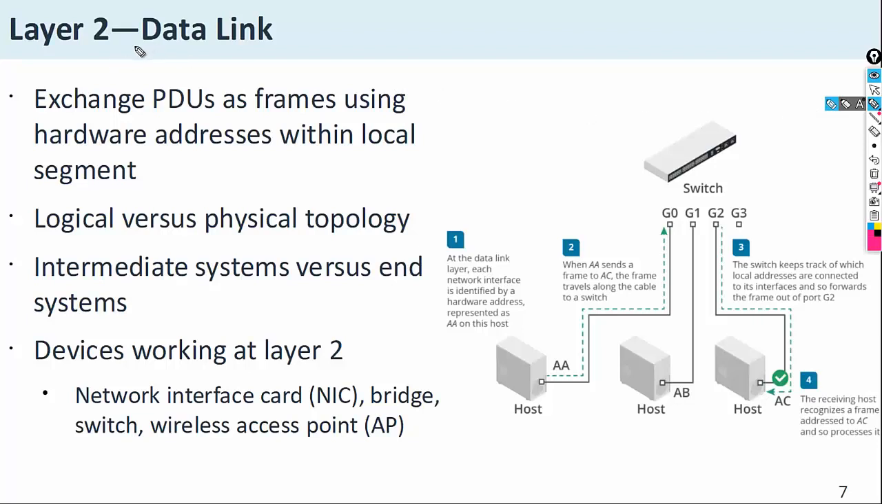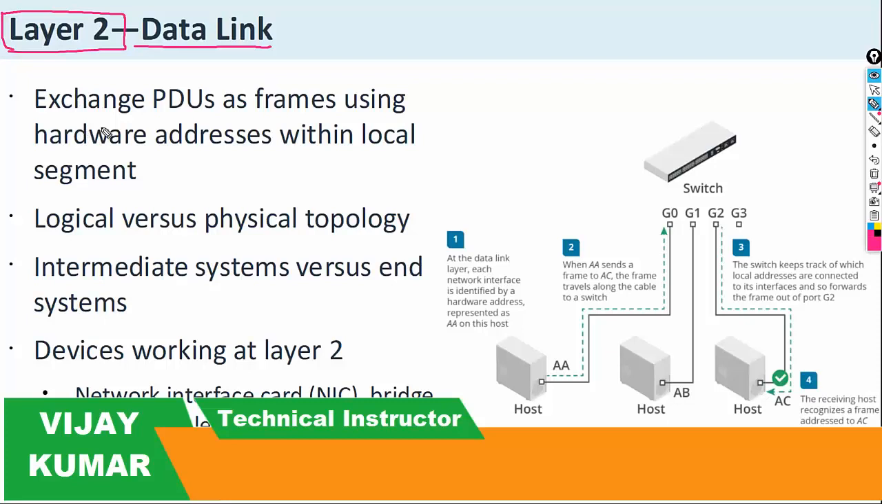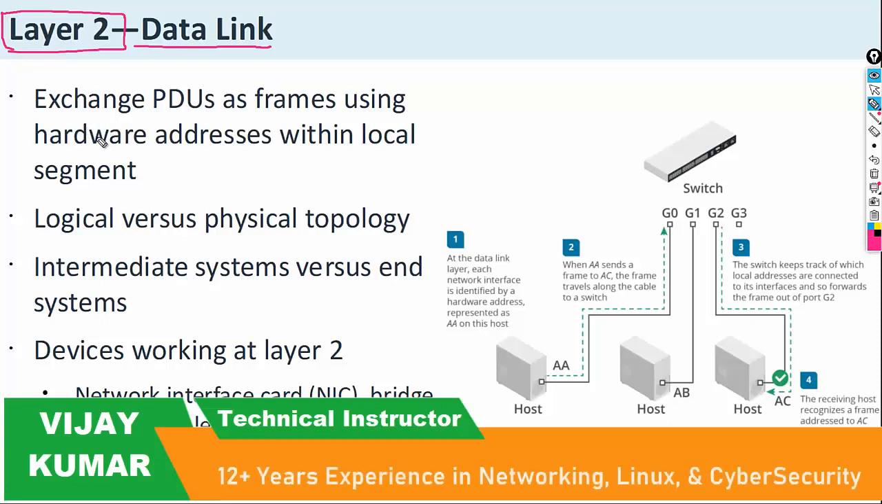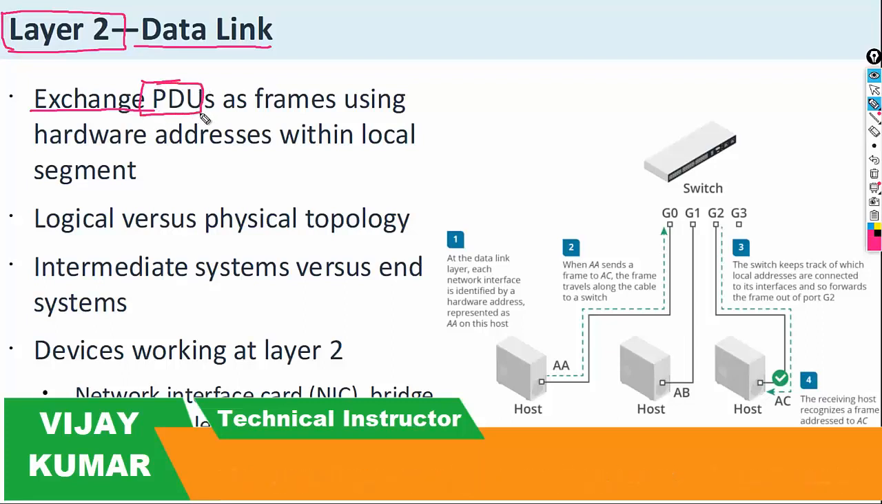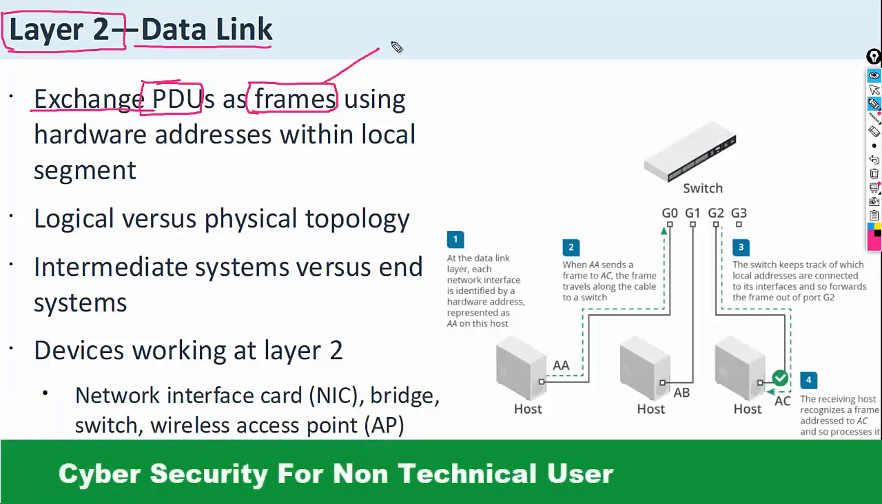The next layer is the data link layer, and it is layer 2. It works over the exchange of PDUs, protocol data units. It may be based on TCP or UDP. It uses the frame. A frame is a type of data unit which travels within the same network.